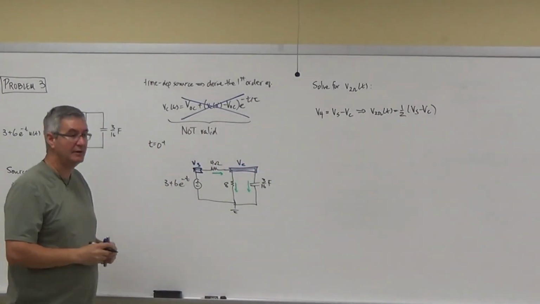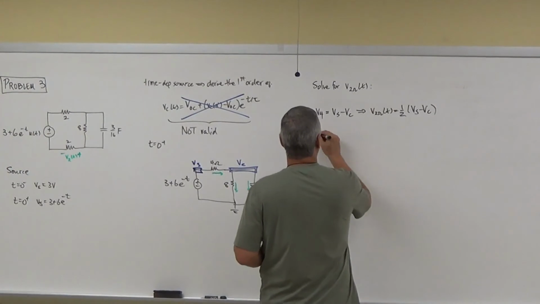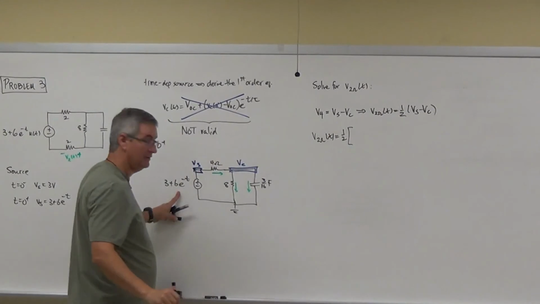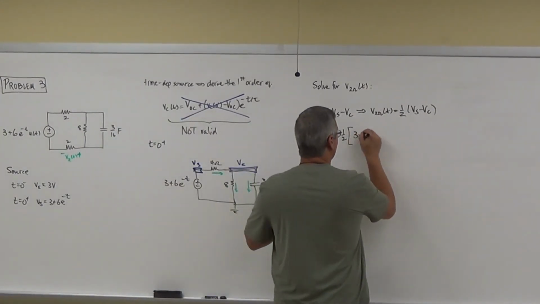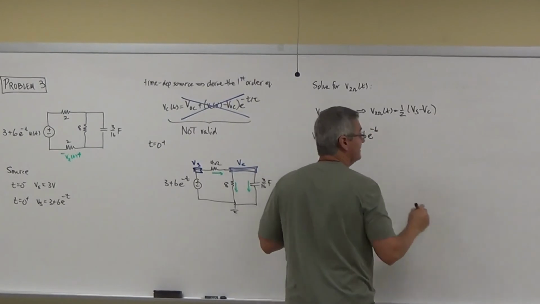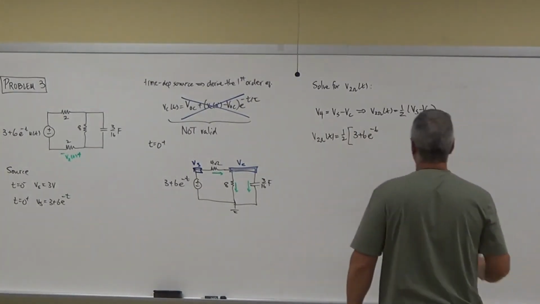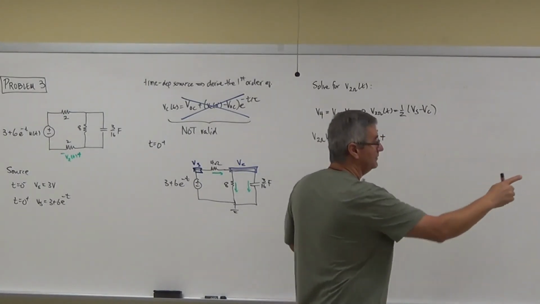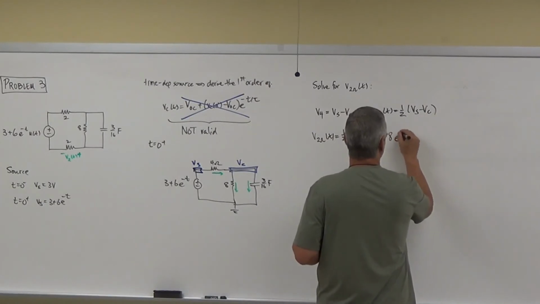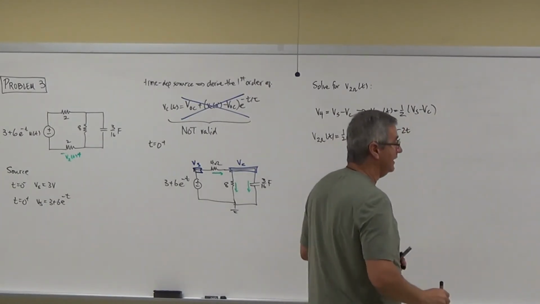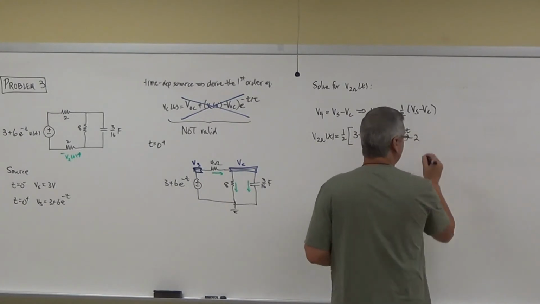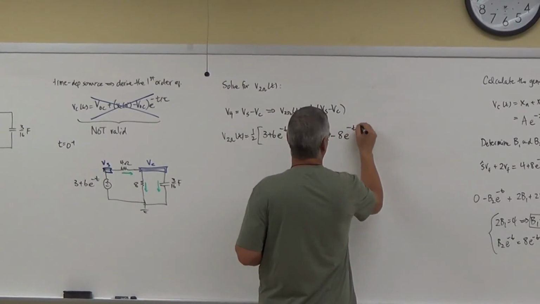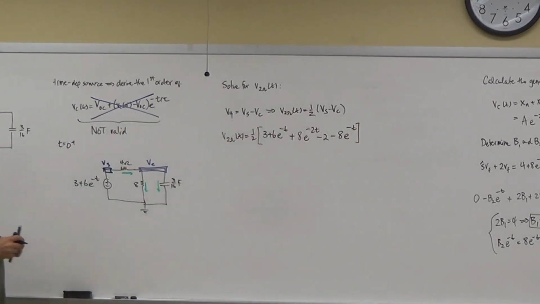So then I just start plugging it in. I'm going to get 1/2. Where's my source? Right here. So I'm going to write 3 plus 6 e to the minus t. And then I get this term that I got to add. So it's got to be minus minus, so I got to be careful here. The first term is positive, so I'm going to get 8 e to the minus 2t. And then I got two negative terms, which will be minus 2 minus 8 e to the minus t. And so that gives me the voltage here.